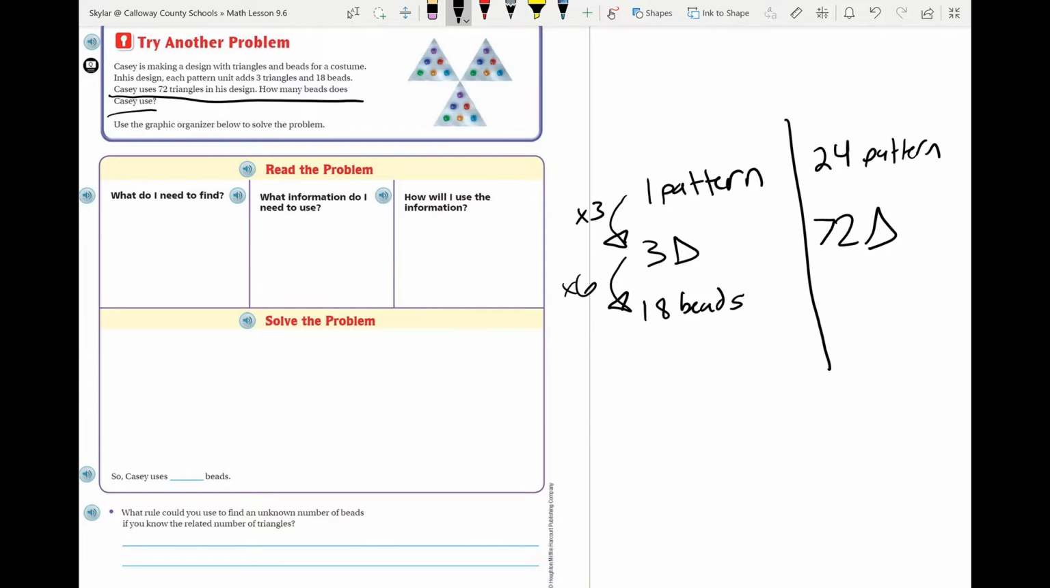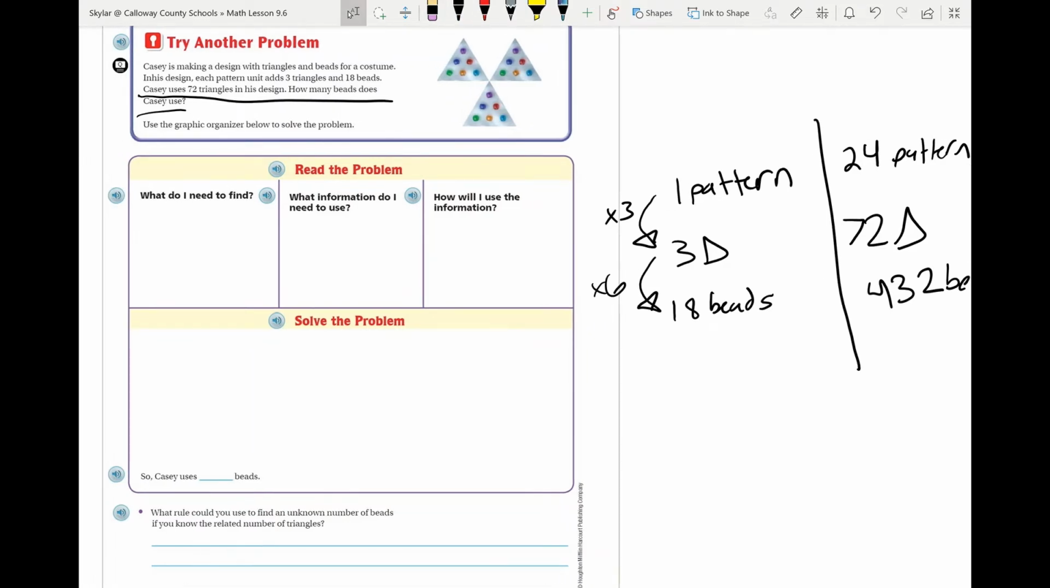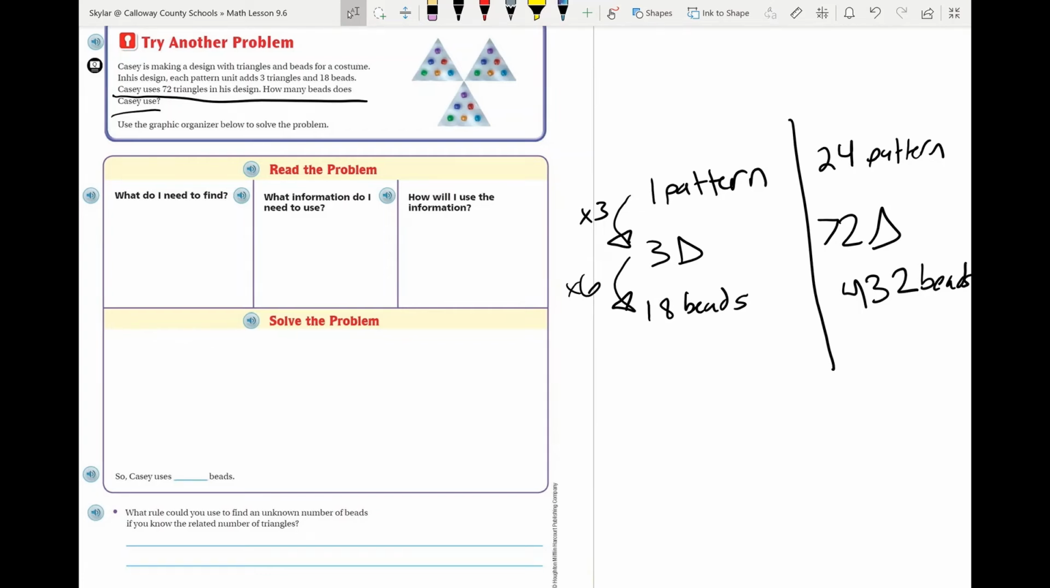So, we'll have 72 times 6, and I'll give you all a few seconds to figure out what that is going to be. And hopefully we got that. That is 432 beads. So, we answered that. He needs 432 beads.